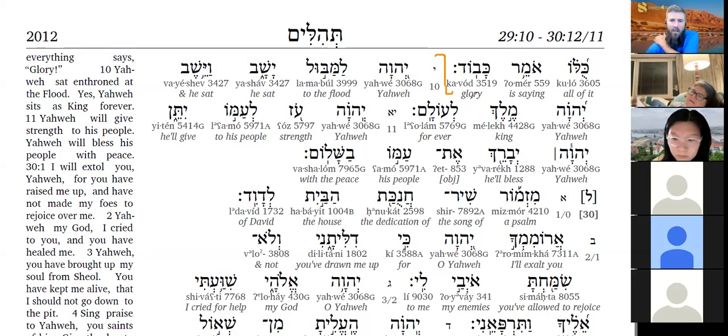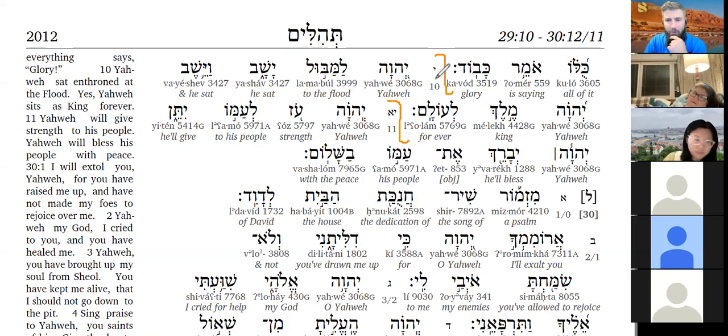All right, we have two more verses. Who wants to read verse 10? Oh, I'll read. Adonai lamabul yashav, vayeshev Adonai melech leolam. Very good. I'm remembering that most of this, I guess it's all of this chapter, is something that we used to sing in synagogue. Now I want to pull out the Siddur and see where it is. No, sorry, I don't have time for that. Okay, Adonai lamabul yashav.